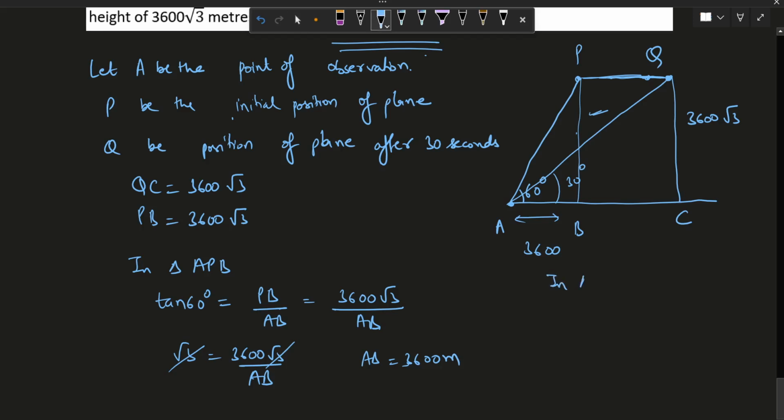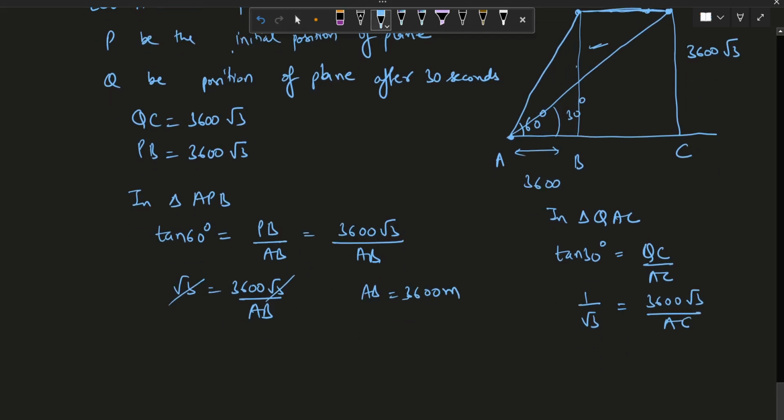Meters, I'll write. Now, let's take triangle QAC. In this triangle, again, I have tan 30 degree, perpendicular by base, which is QC by AC. Tan 30 is 1 by root 3. QC is 3600 root 3 by AC. So from here, what will you get AC as? AC comes out to be 3600 root 3 into root 3, which is 3600 into 3. When you multiply it, 108 hundred. Yes, this comes out to be 10800 meters.